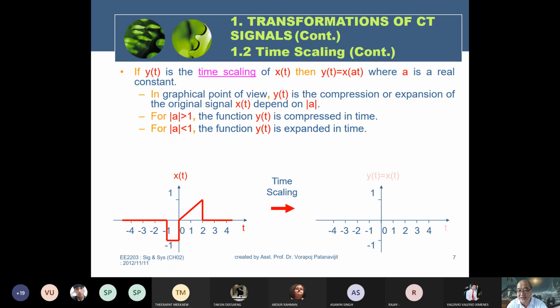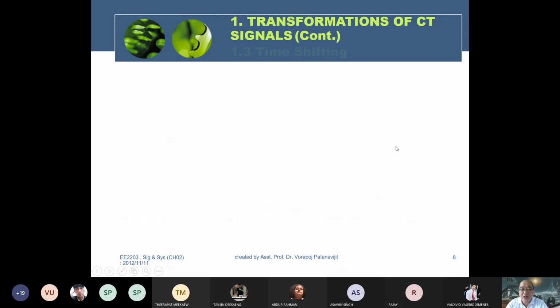In the other case, where absolute a is less than 1, the function y(t) is expanded in time. Expanded in time means that if a equals 0.5, the signal will be expanded double. You stretch it. This is shown in the slide here. You can see that you stretch it double. The peak of the signal, instead of being reached at time equal to 2, is reached at time equal to 4. Next one is the time shifting.